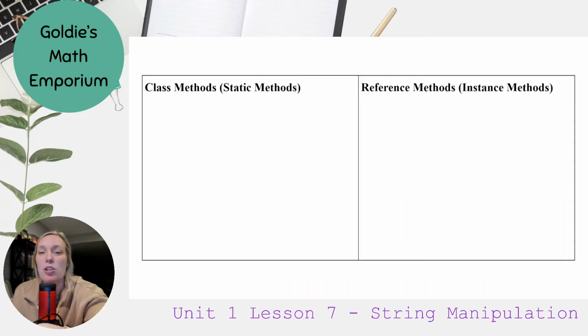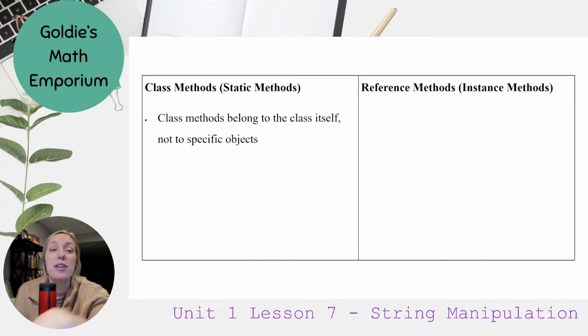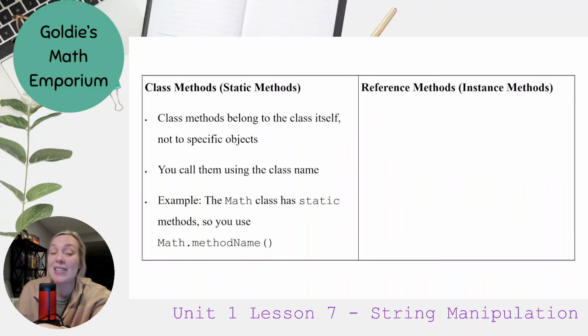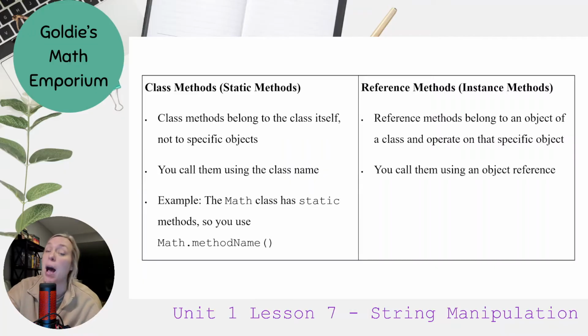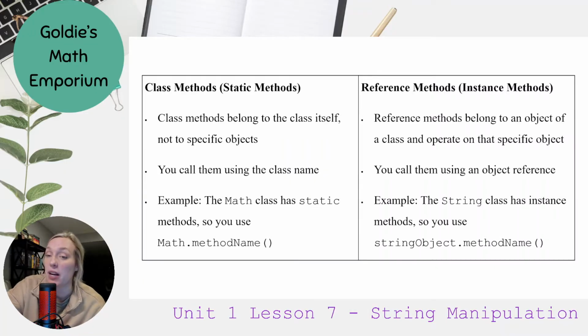So the difference between these two: class methods belong to the class itself. They're static. You call them using the class name, like we're going to do in our next lesson, lesson 8, about the Math class. What we just did was use reference methods. Reference methods belong to an object of a class and to that specific object, and we call them using the reference to that object, like a string. We had to call it using that string object along with the method.